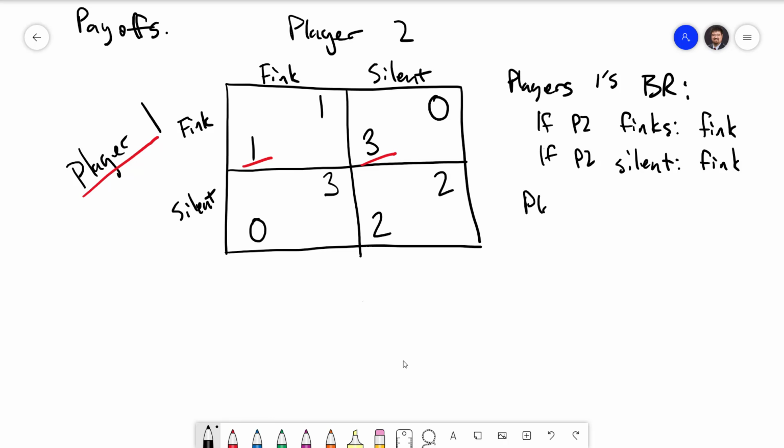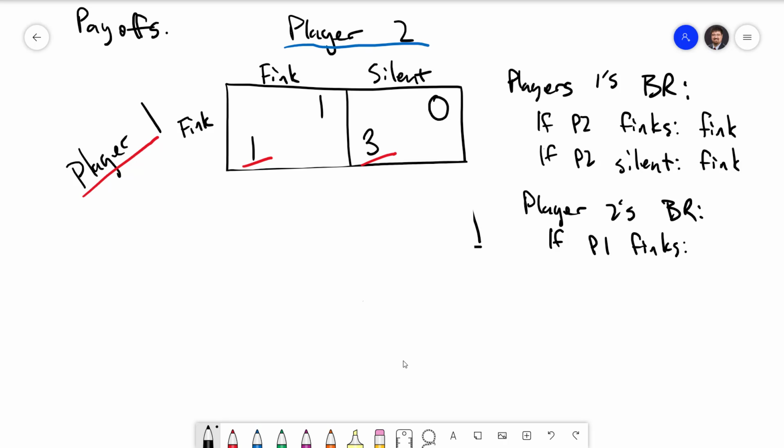Now let's look at player 2's best response. I'm going to underline player 2's best responses in blue. First, consider if player 1 finks. We'll cover up the half of the chart where player 1 stays silent, and we'll look just at player 2's payoffs. 1 is better than 0, so they're going to prefer to fink.